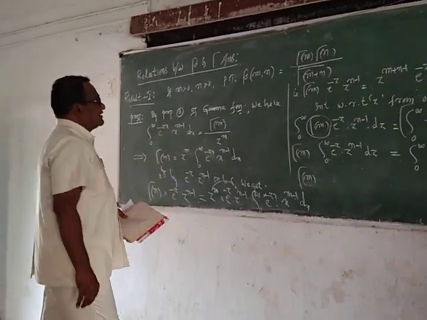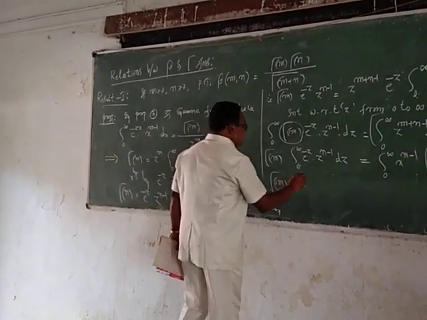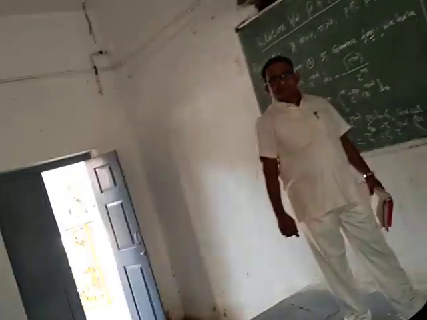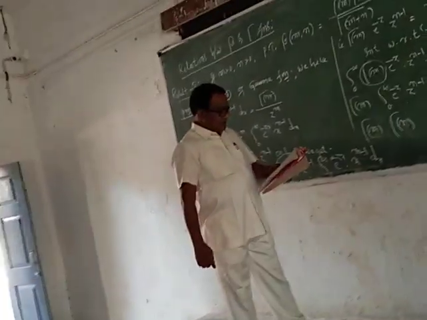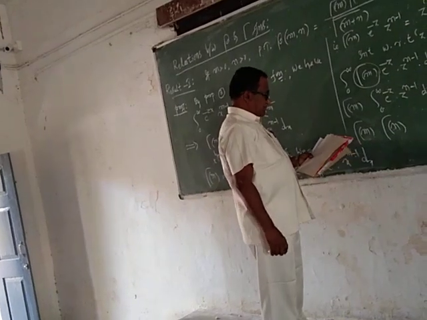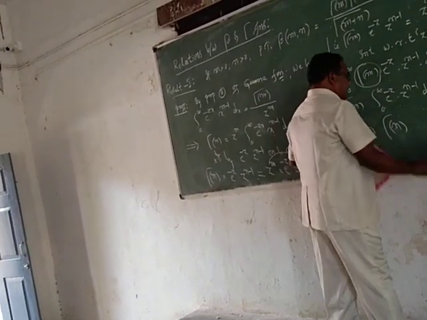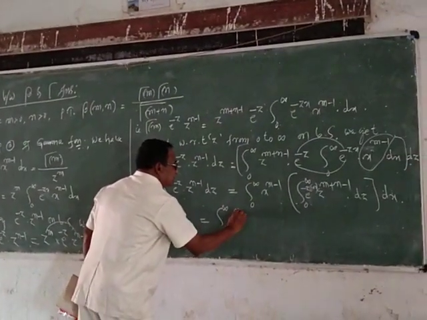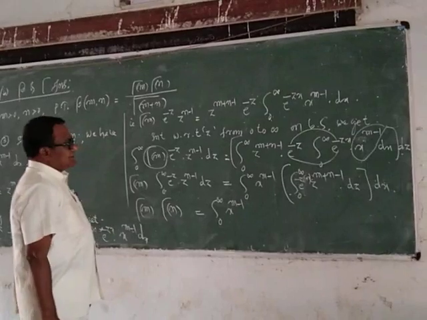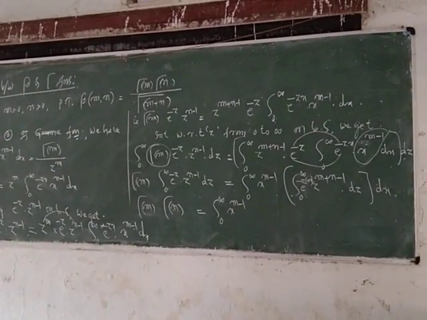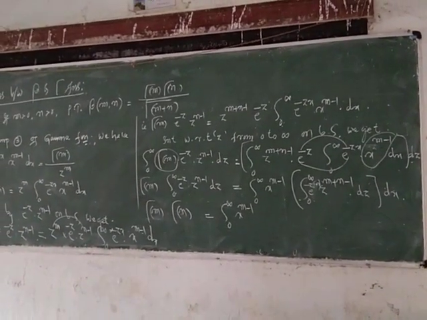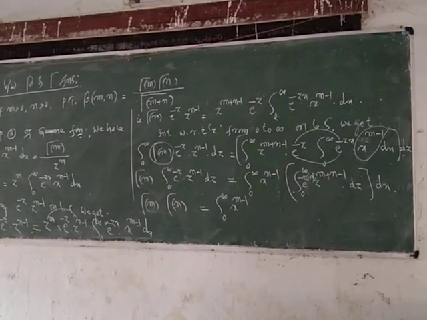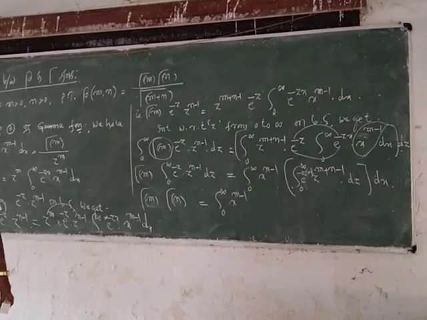By definition of the gamma function, e to the power minus z into z to the power n minus 1 is what? Yes, it is gamma n. Am I right? It is gamma n, into integral from 0 to infinity of x to the power m minus 1, write it as it is. And what is e to the power minus z into 1 plus x into z to the power m plus n minus 1 into dz, by property number 3.